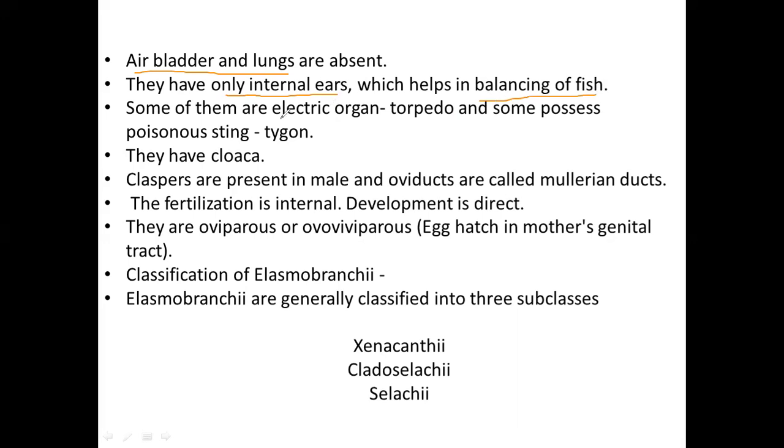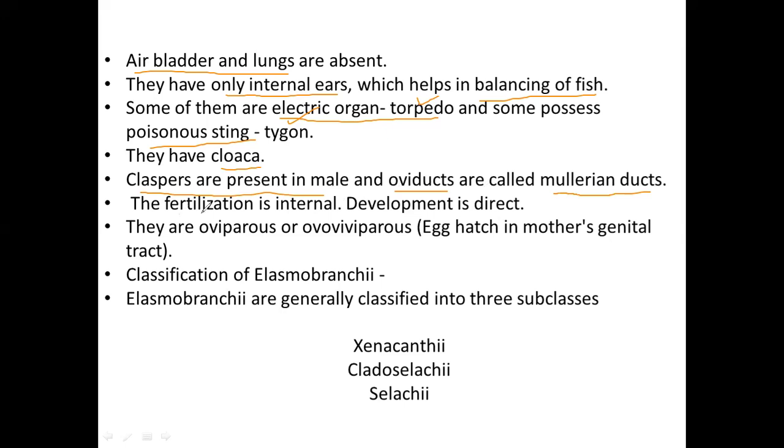Some of the fishes have electric organs, for example the torpedo. This torpedo gives a shock to the prey so that it can capture the prey easily. Some have a poisonous sting, for example the sting ray, which injects poison into the prey to capture it. They also have a cloaca, and claspers are present in the male, and oviducts are present in the female, which we also call Mullerian ducts.